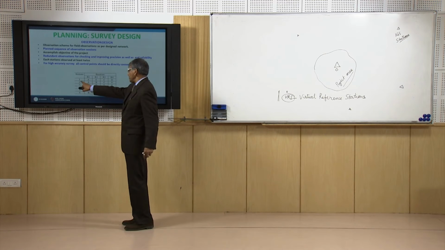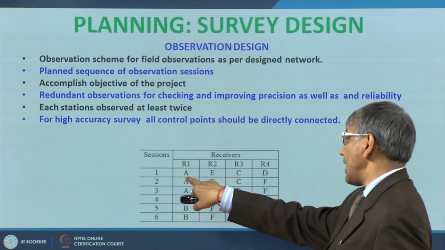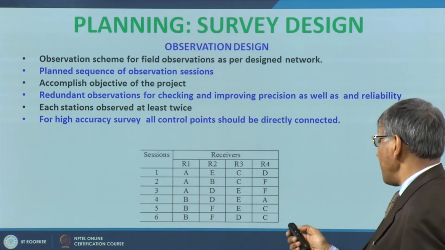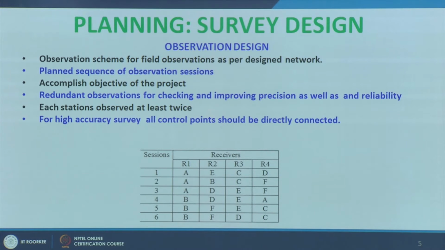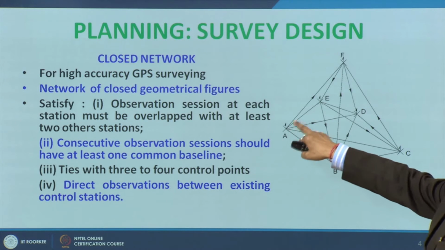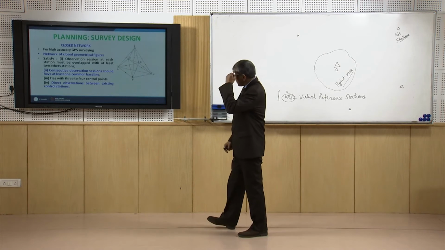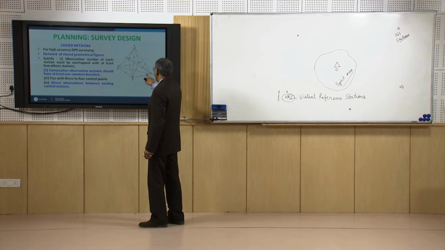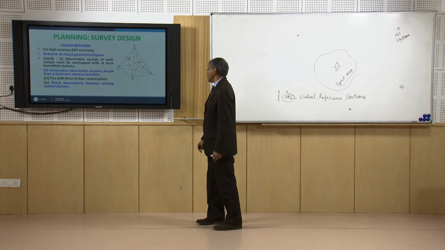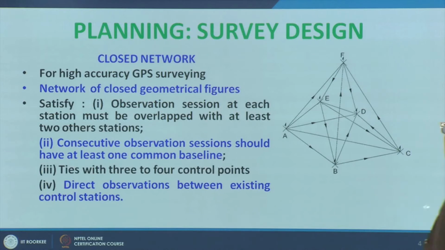Sessions means some duration along which we will take the observation. Now in session 1, we place receiver R1 at station A, receiver R2 at station E, and R3 and R4 at stations C and D. So A, E, C, D. In this way we are observing. If I take the observation simultaneously on all these stations, we will have these baselines, a closed network of a quadrilateral.